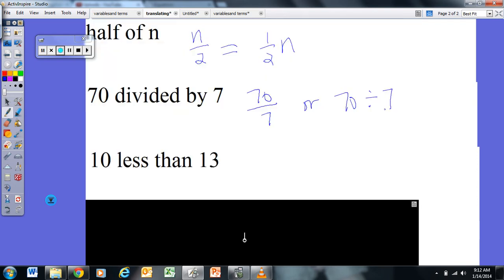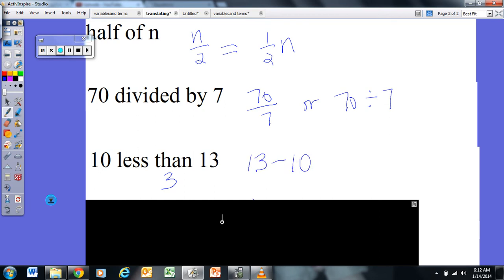Next up we have 10 less than 13. Now remember we put a little star next to less than. The reason is, in most cases with words, you go from left to right, you write the number, you write the symbol, you write the other number, everybody's happy. The problem is with the word less than, things get reversed. So you should know that 10 less than 13 equals 3. But if you had to write that expression in algebraic language, you would write 13 minus 10.